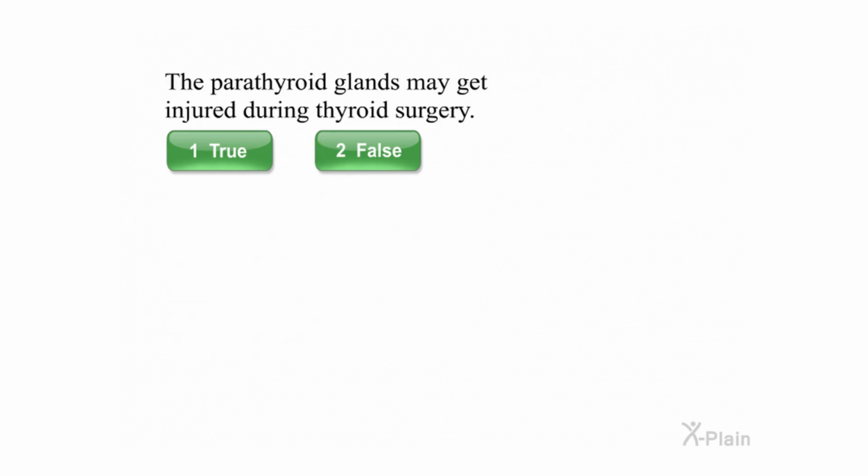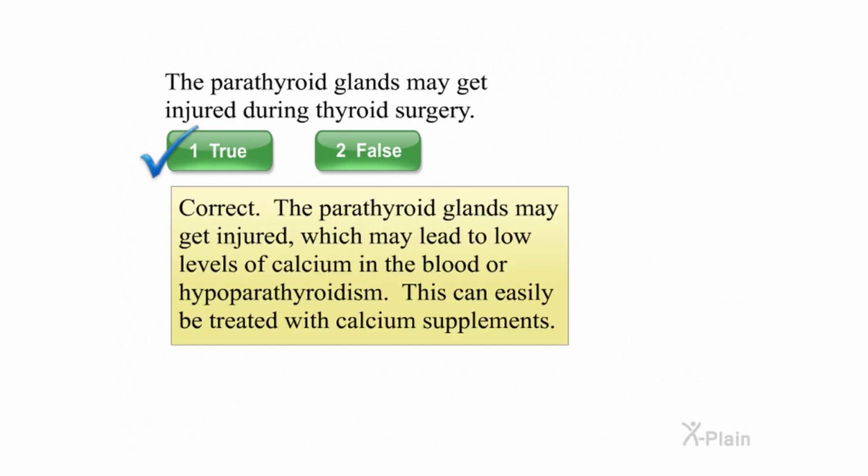The parathyroid glands may get injured during thyroid surgery. Select true or false. Correct. The parathyroid glands may get injured, which may lead to low levels of calcium in the blood or hypoparathyroidism. This can easily be treated with calcium supplements.